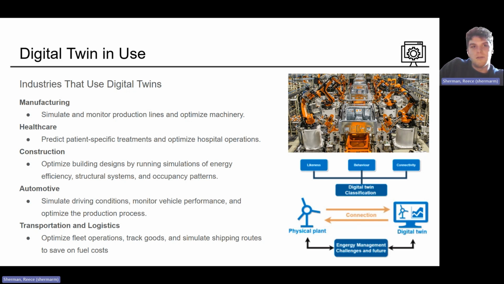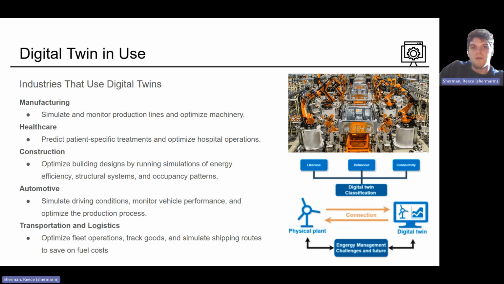Healthcare uses digital twins to predict patient-specific treatments and optimize hospital operations. The construction industry uses it to optimize building designs by running simulations of energy efficiency, structural systems, and occupancy patterns. The automotive industry can use digital twins to simulate driving conditions, monitor vehicle performance, and optimize the production process.